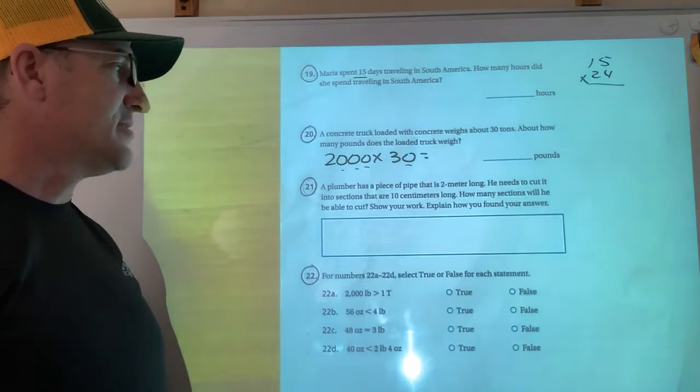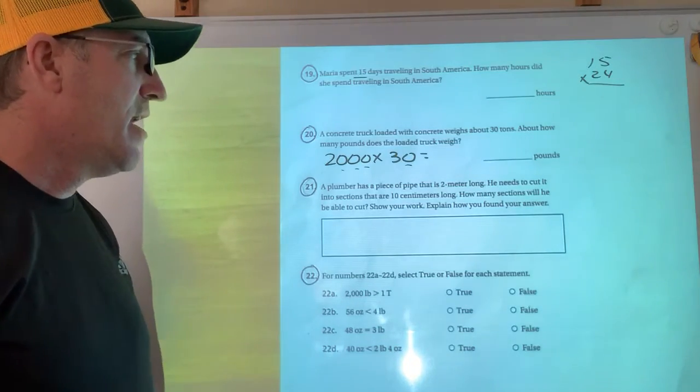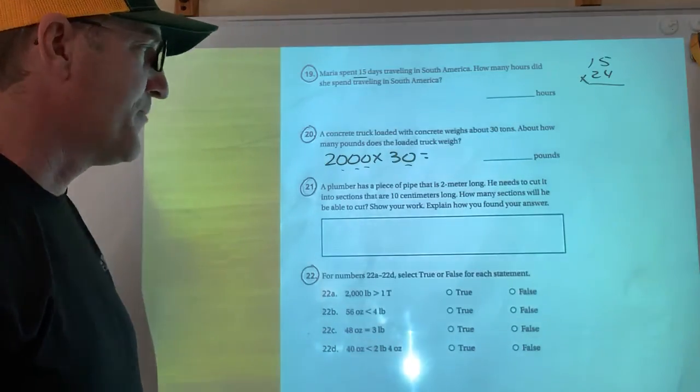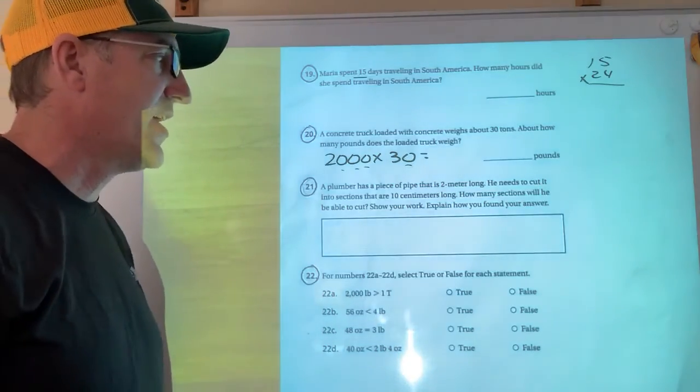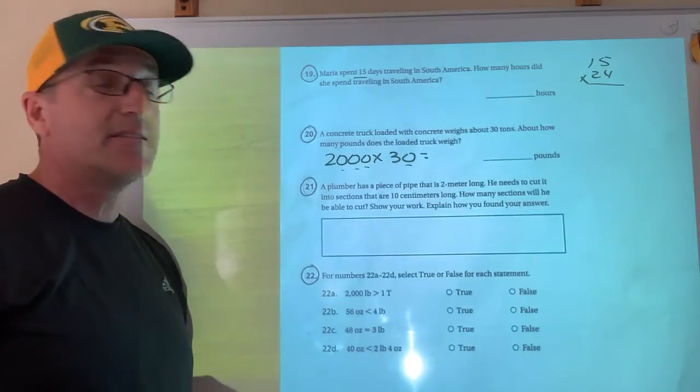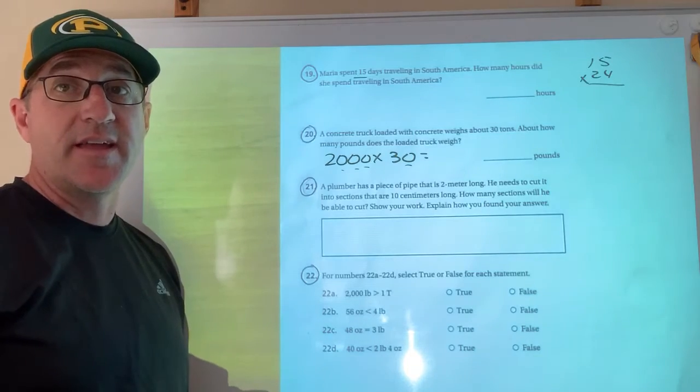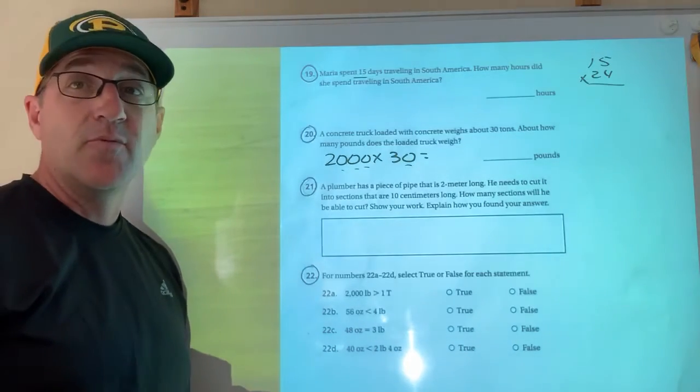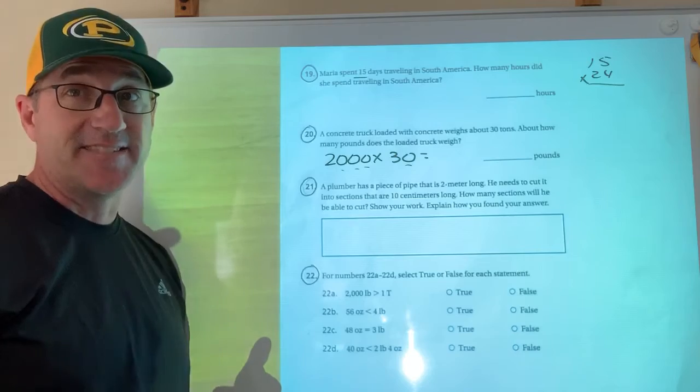A plumber has a piece of pipe that is 2 meters long. He needs to cut it into sections that are 10 centimeters long. How many sections will he be able to cut? Show your work and explain how you found your answer. So it's not just centimeters. It's 10 centimeter length, which are, of course, decimeters.